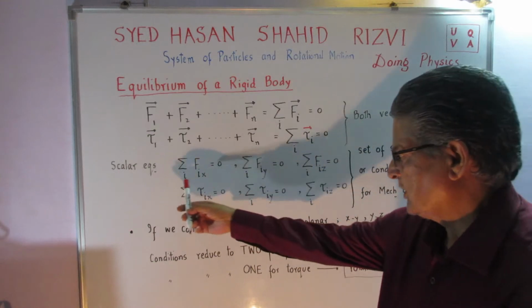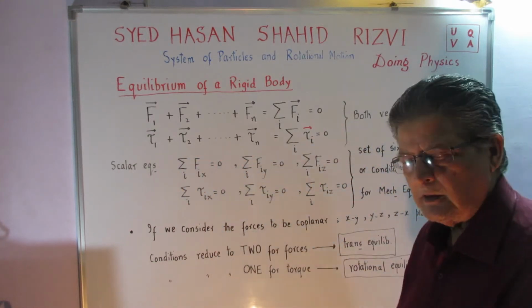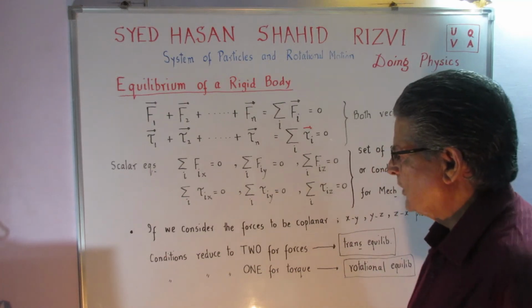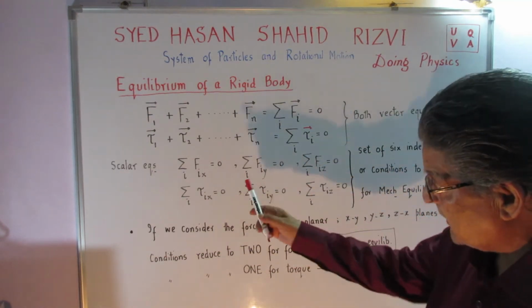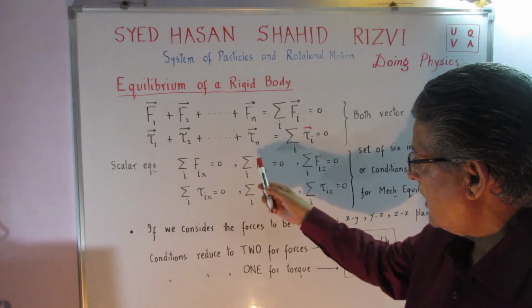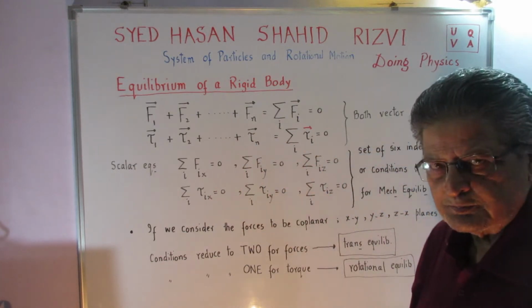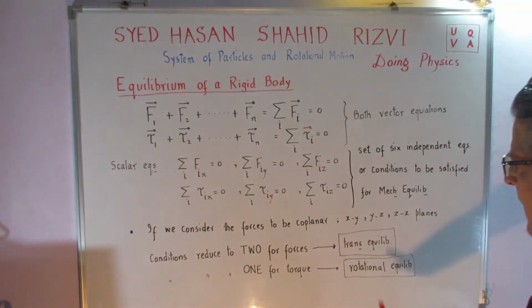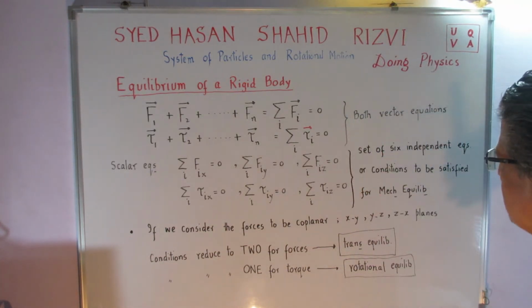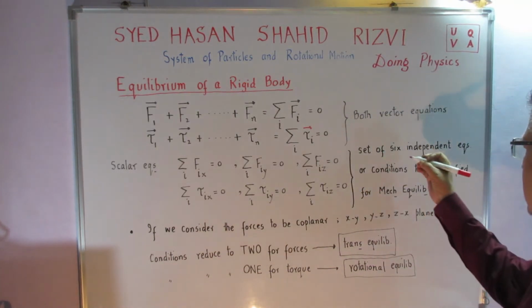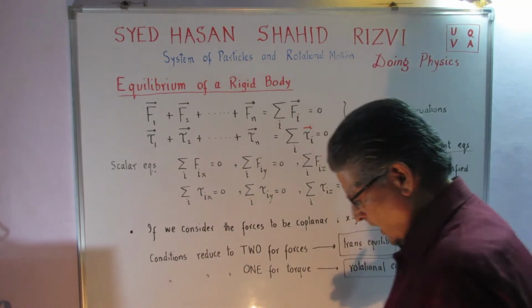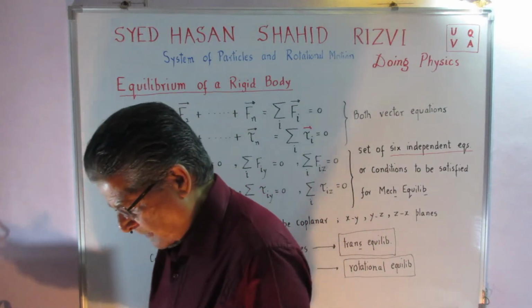Summation for the torque in the x component, the y component and the z component, all these components, bear in mind that these are all scalar quantities. So we find that these equations are there. Now we have a set of 6 independent equations.